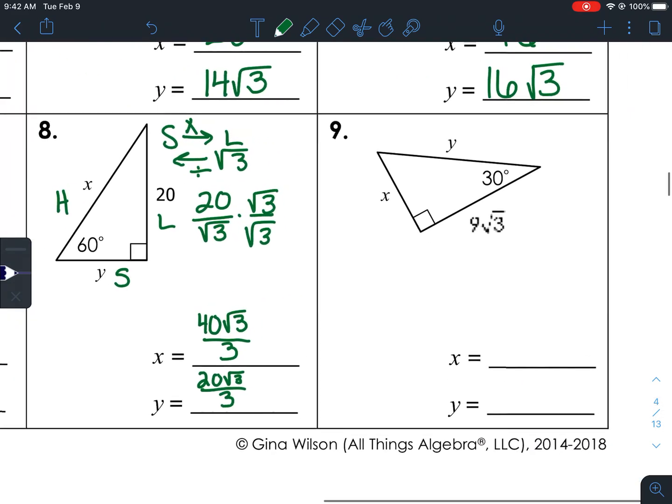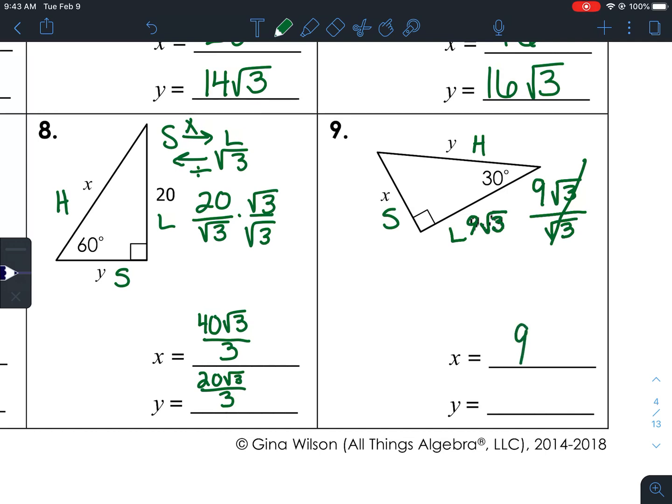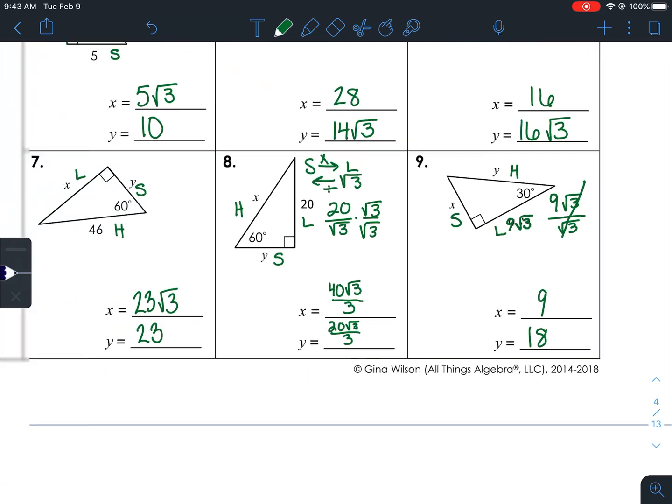Okay, let's try one more crazy one here. Okay, so that is 9 square root of 3. Let me write that a little bit nicer there. Okay, so again, short side, long side, hypotenuse. This time it's a little bit nicer. Right now my long side is 9 square root of 3, and I have to divide that by the square root of 3. Those two square roots are going to cancel, leaving me with my short side of just 9. Again, taking that 9 and doubling it, that gets me to 18.